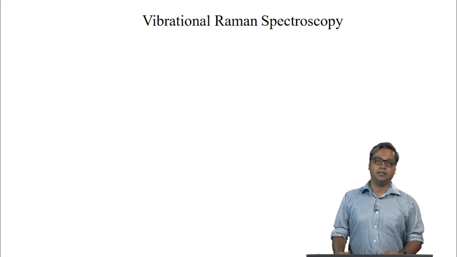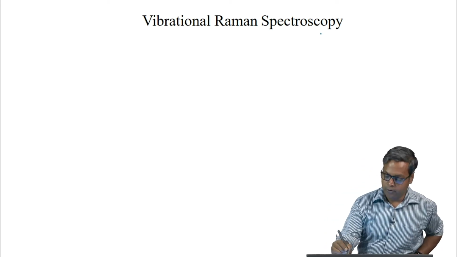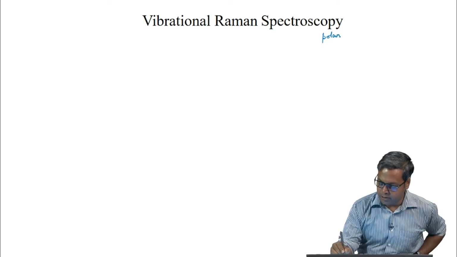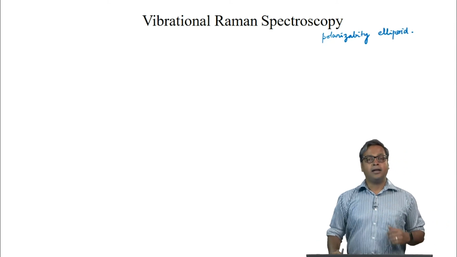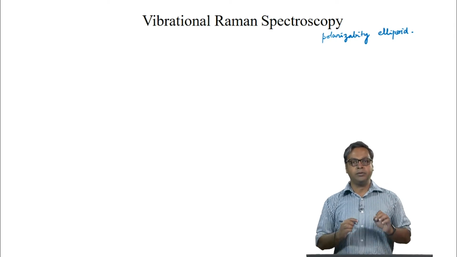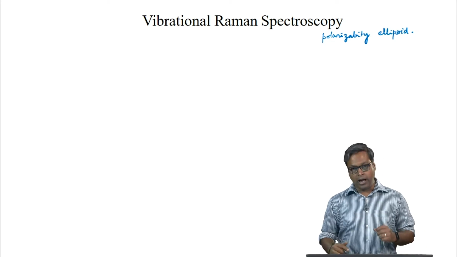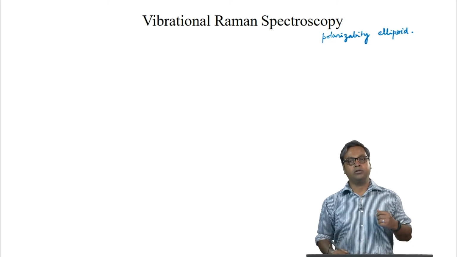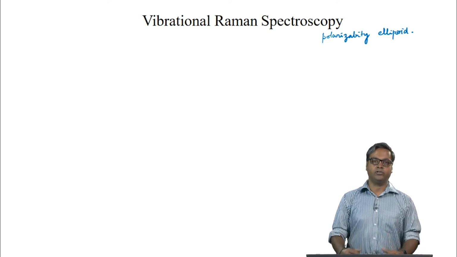In the last lecture, we got introduced to the concept of polarizability ellipsoids. Let us first consider the shapes of polarizability ellipsoids of more complex molecules. In the last lecture, we talked about the polarizability ellipsoid of a diatomic molecule, that is hydrogen.